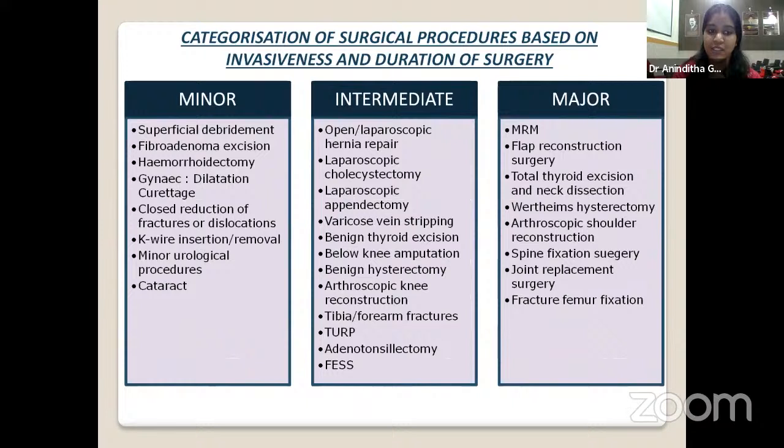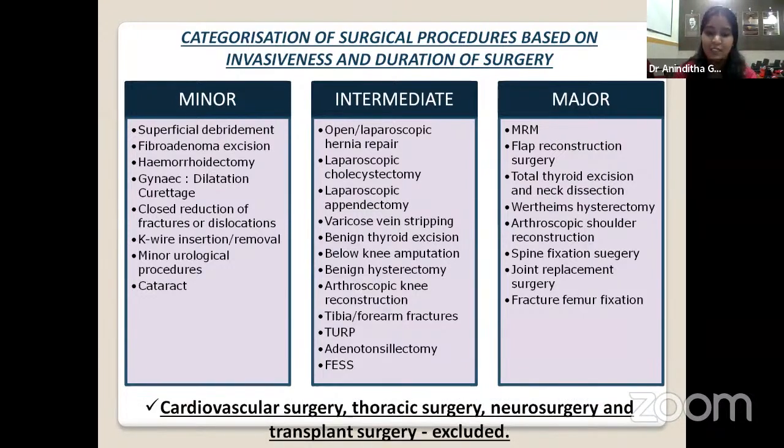The categorization of surgical procedures was done based on invasiveness and duration of surgery, into minor, intermediate, and major surgeries. So minor surgeries included superficial debridement, fibroadenoma excision, gynecological procedures like dilatation and curettage, K-wire insertion and removal, and cataract surgeries, etc. Intermediate surgeries included open or laparoscopic hernia repair, cholecystectomies, appendicectomies, varicose vein stripping, fistula surgeries, etc. Major surgeries included MRM, flap reconstruction surgeries, or thyroid surgeries with neck dissection, etc.